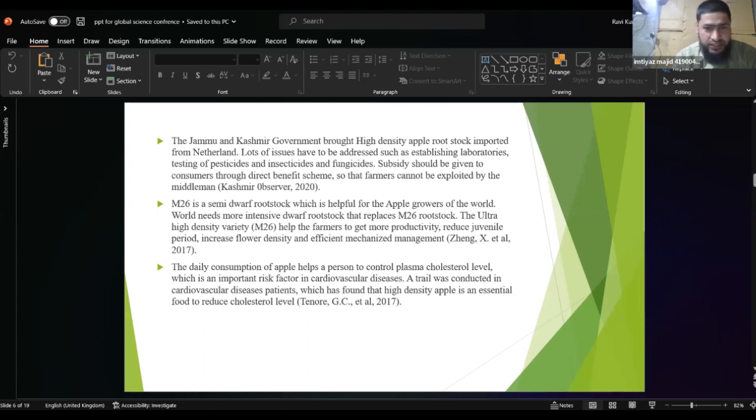The daily consumption of apple helps a person to control plasma cholesterol level, which is an important risk factor in cardiovascular disease. A trial was conducted on vascular disease patients, which found that high-density apple is an essential fruit to reduce cholesterol level.